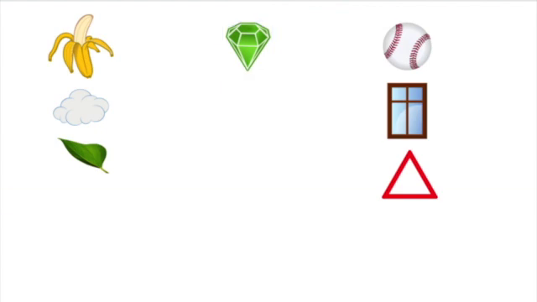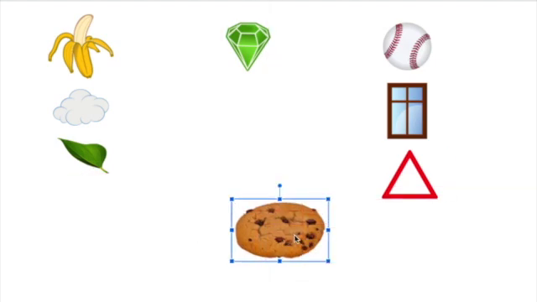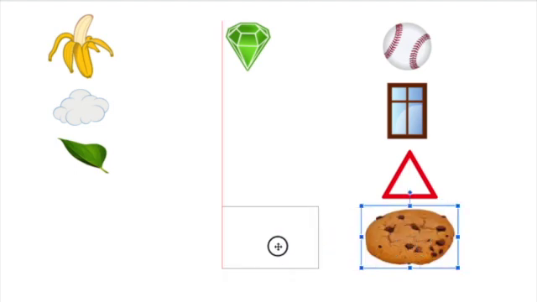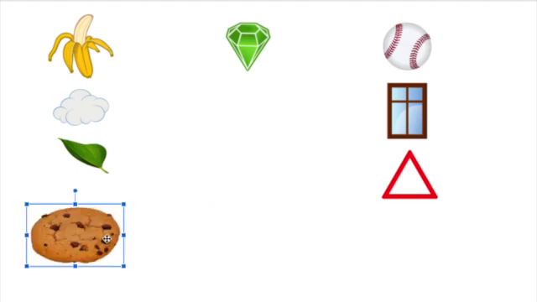All right, we're going to do another couple of tests, and I have a cookie this time. Which of the three categories might this belong to? Does it belong over here? Does it belong in the middle? Or does it belong over on the right-hand side? Or sorry, the left-hand side.